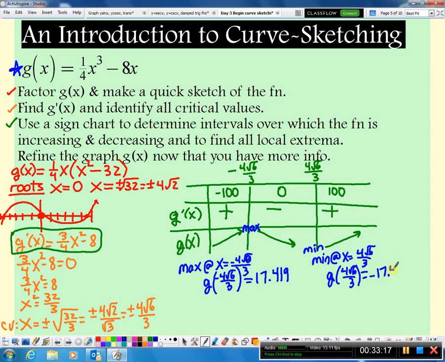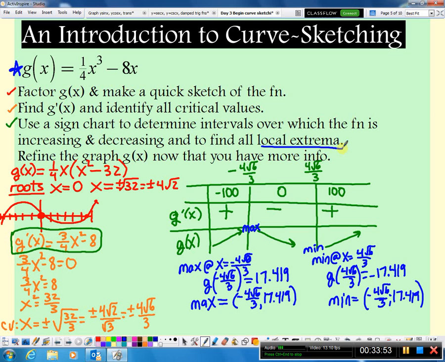17.419. So if I said name the max, you would say the max point equals negative 4 square root 6 over 3, comma 17.419. And the min equals positive 4 square root 6 over 3, comma negative 17.419. So the function seems to be odd because opposite x's are producing opposite y's, which is what I would have guessed just from my little baby red graph from pre-calculus. So I found the local extrema. I did that in blue.